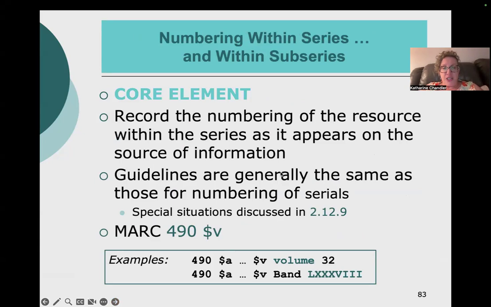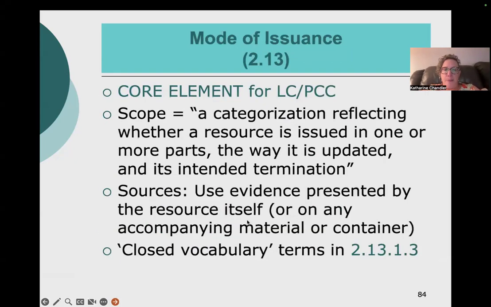So it would actually look, it's 2.12.9, and it would look like this. Subfield V for volume, like 32, and then subfield V Band, for example, whatever. Band in German is like volume. Mode of issuance 2.13 is a code element for LCPCC.